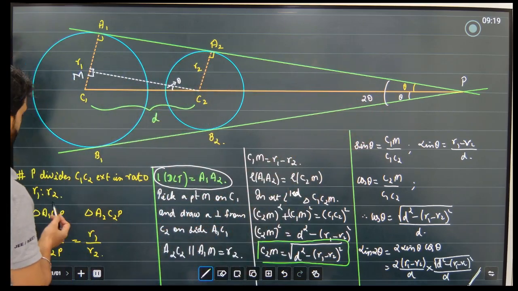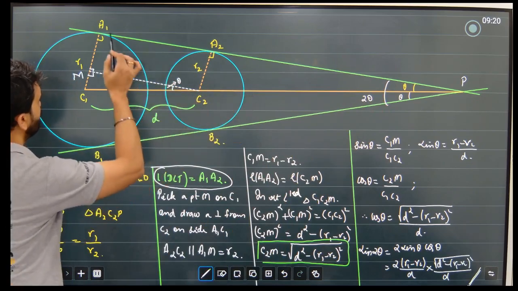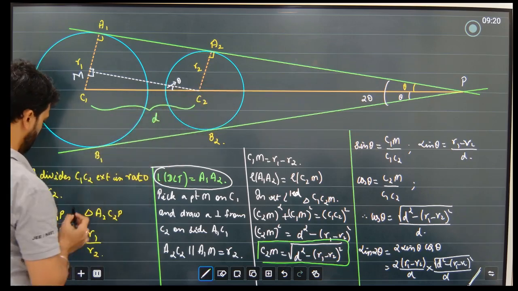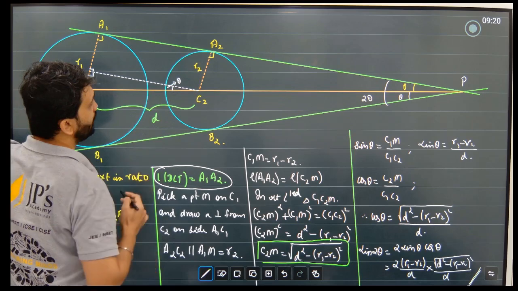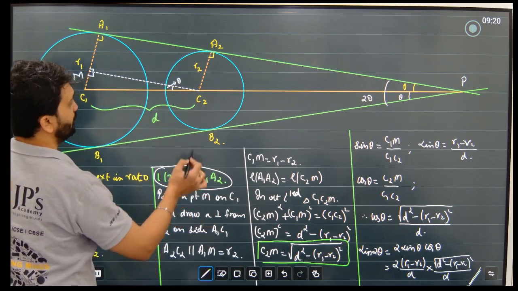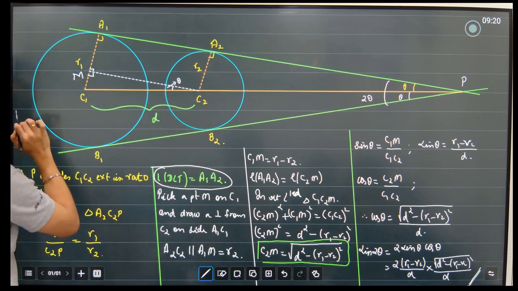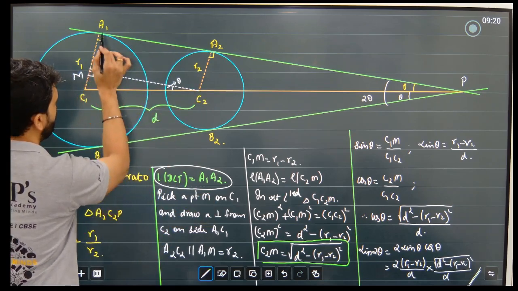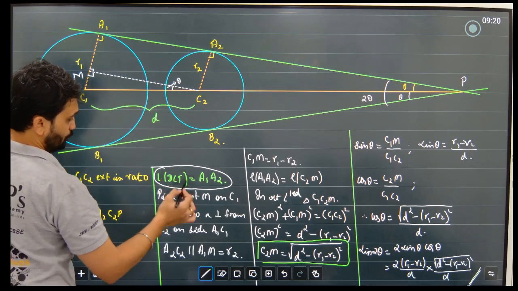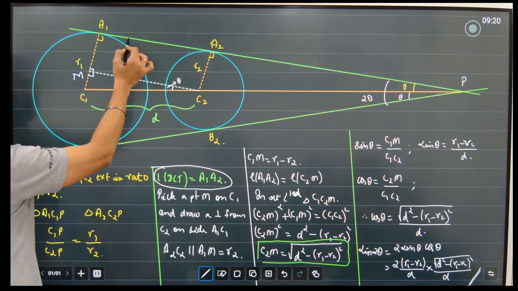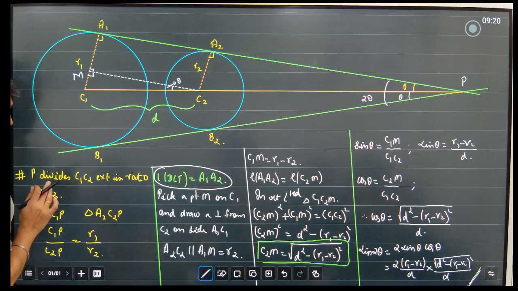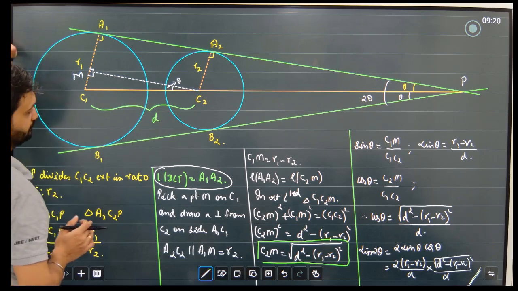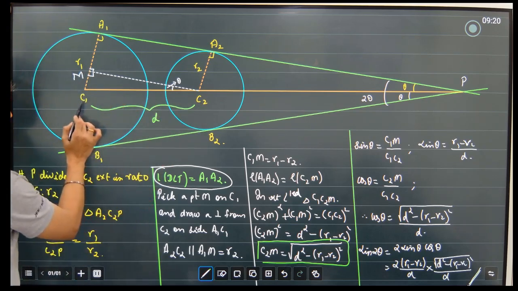When I look at the first triangle, that is PA1C1 and PA2C2, A1C1P and A2C2P, they are similar triangles in the ratio R1 is to R2. I have taken A1A2 as the direct common tangent, that is, the length of the direct common tangent. I have drawn a perpendicular to that, a line parallel and perpendicular to the side A1C1. Since it forms a rectangle, the opposite sides are parallel to each other.